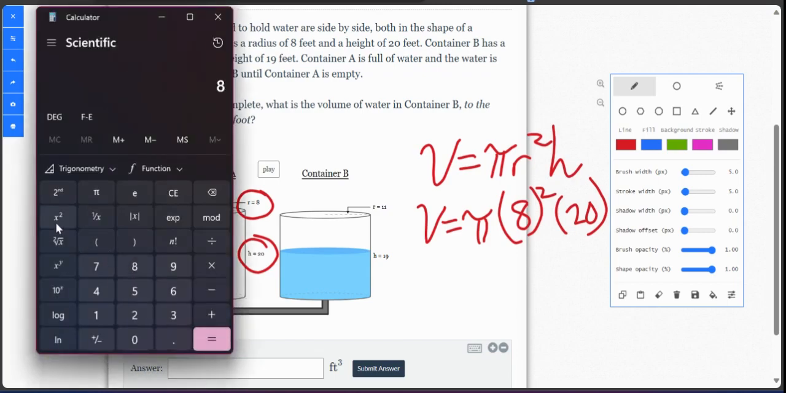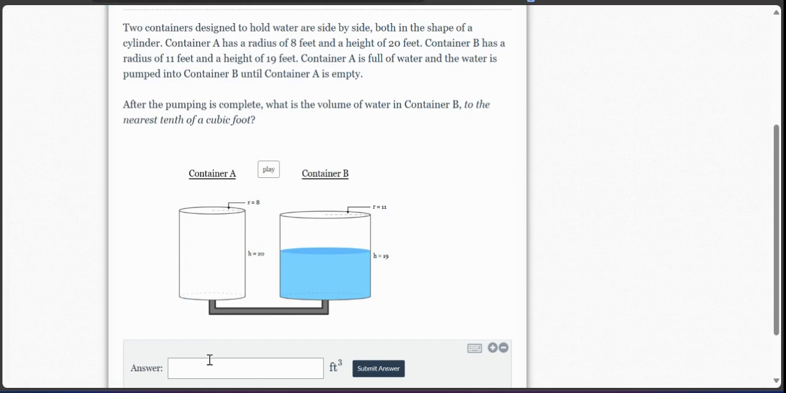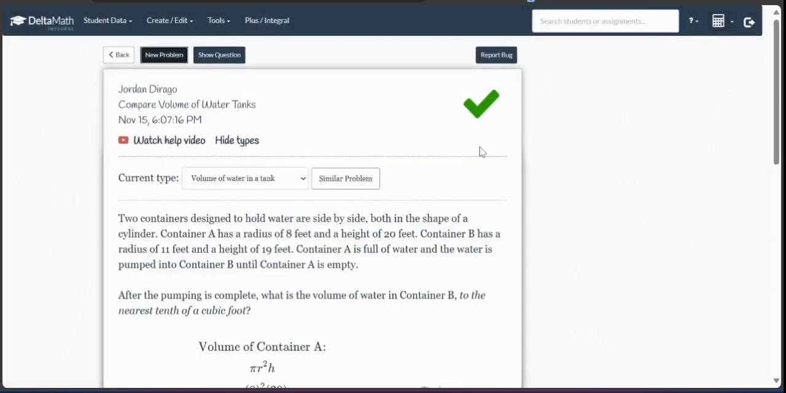So you have 8 squared times 20 times pi, where's pi, right there, equals 4,021.23. So that rounds just to 4,021.2. All right, so let's try that. 4,021.2 feet cubed. Submit. Yes.